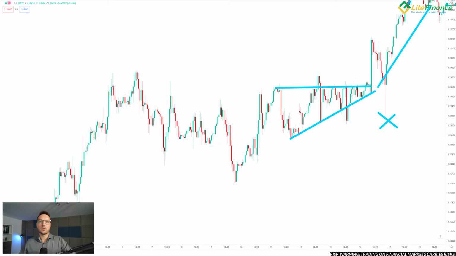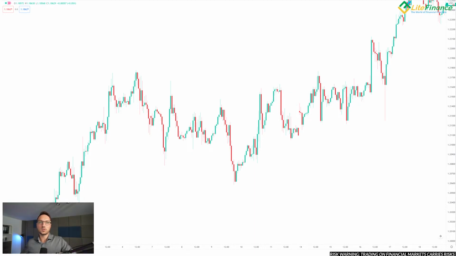It is best, of course, to combine those patterns with some other strategy as well. And you need to have in mind also scenarios like this. So you need to take those things into account and have that in mind, that sometimes before doing the right move, the market will try to kick you out from your position. So that's the first example.